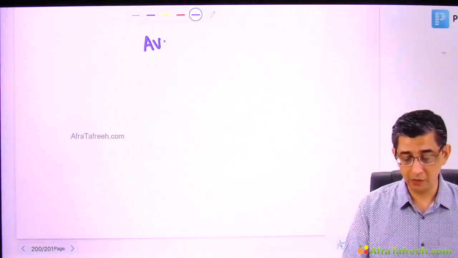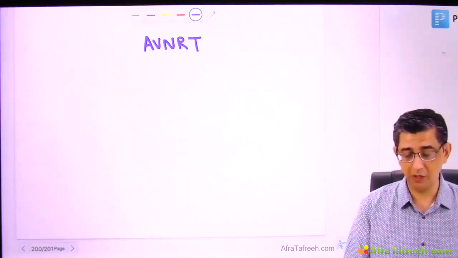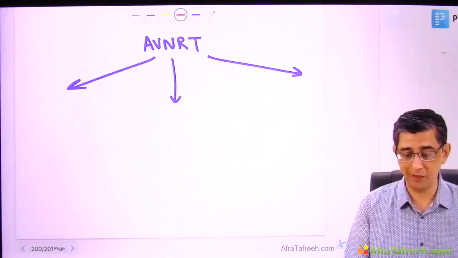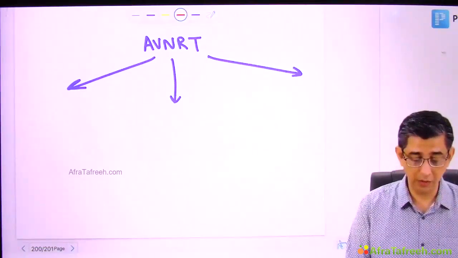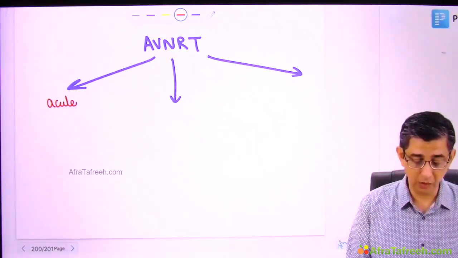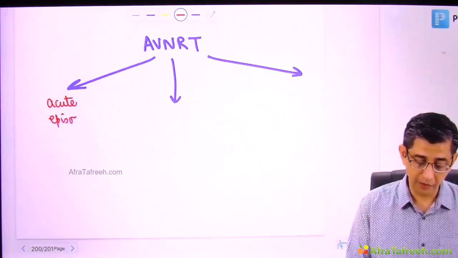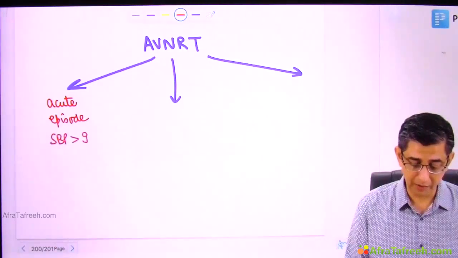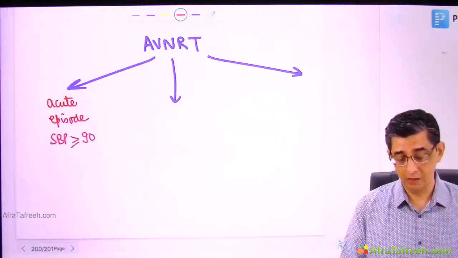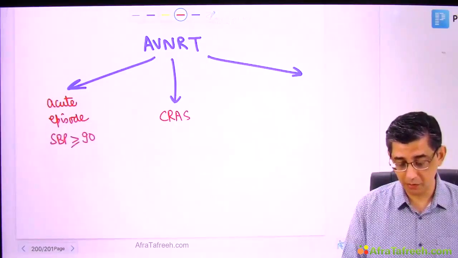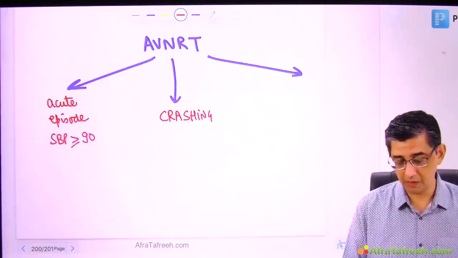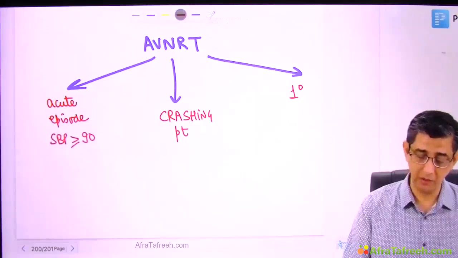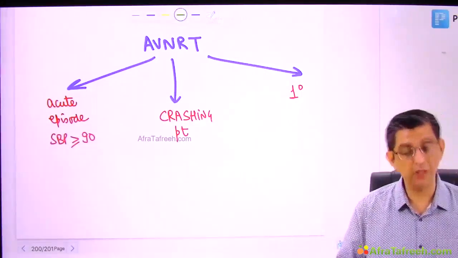In the majority of MCQs, they will give you a scenario of AVNRT, AV nodal reentrant tachycardia, and there are three domains to be answered by you. One is management of an acute episode, where the systolic blood pressure of the patient is at least a respectable value. Second is an acute episode in a crashing patient with unrecordable blood pressure, and the third aspect would be prevention.